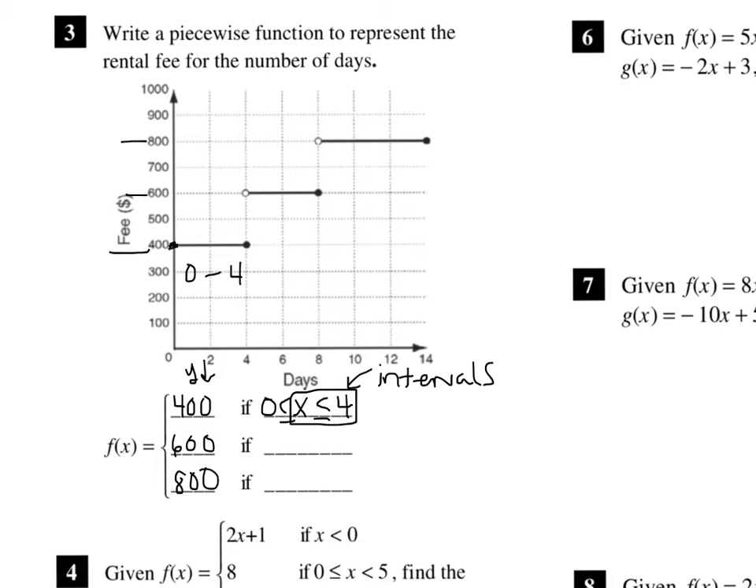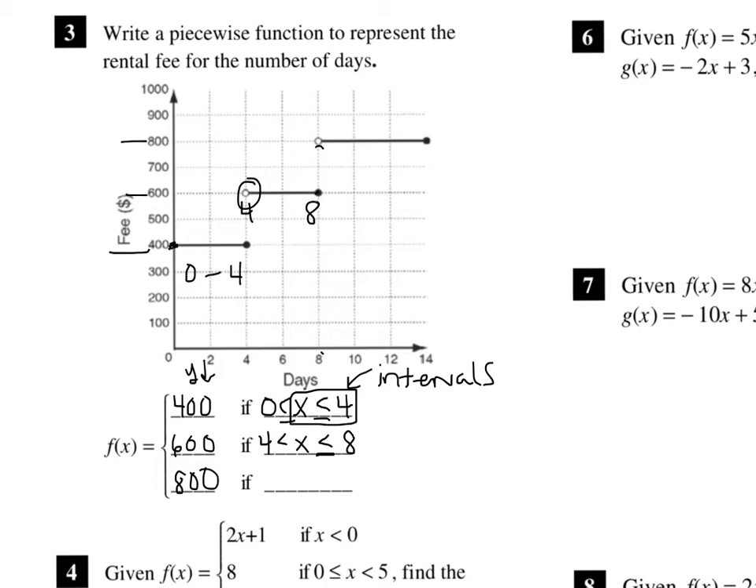Now for the middle one. We have in between 4 and 8. So 4 is the low number, 8 is the high number. X is in between. Signs always point to the left. We leave the first one with no equal sign, and we do put the equal sign on the second one.